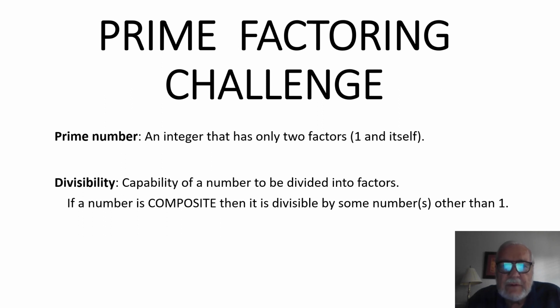Hello, this is going to be a prime factoring challenge for Algebra 1 and pre-algebra. The first thing I'm going to do is just remember that a prime number is an integer that has only two factors, one and itself. And we're going to use the word divisibility. Divisibility is the capability of a number to be divided into factors that are multiplied together. If a number is composite, then it is divisible by some number or numbers other than 1.